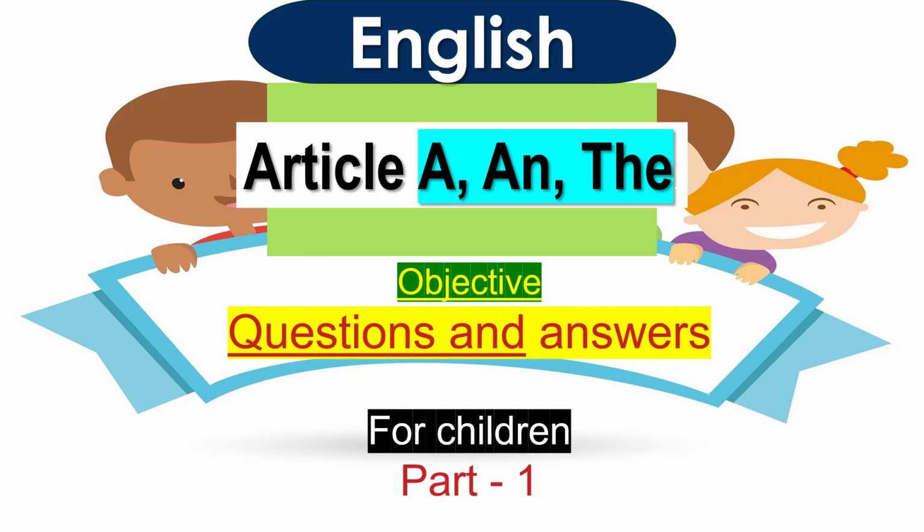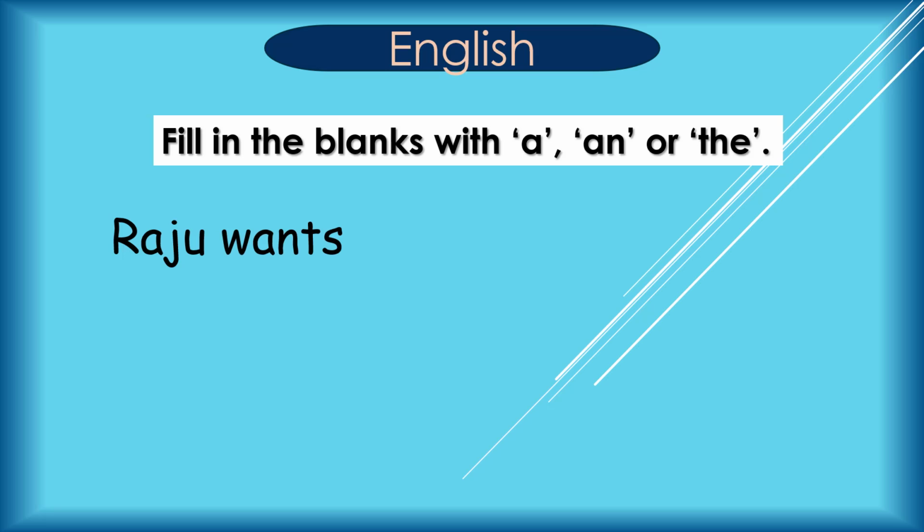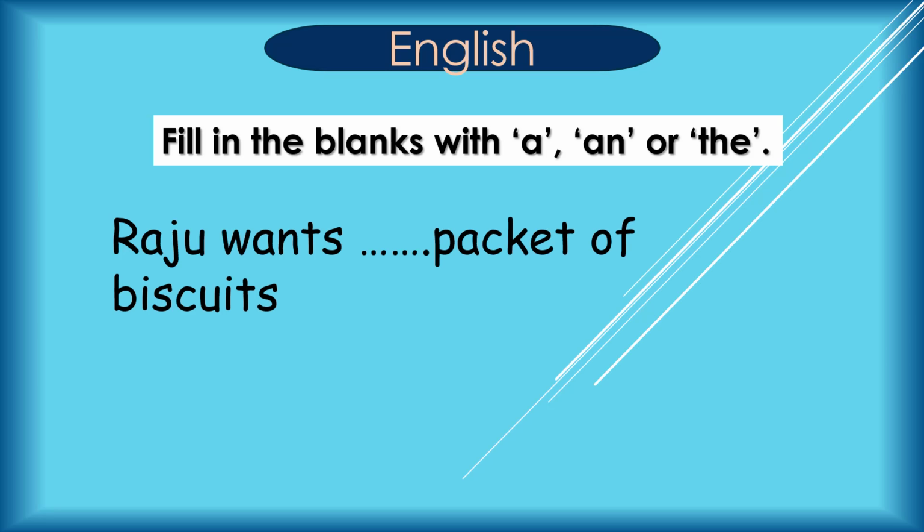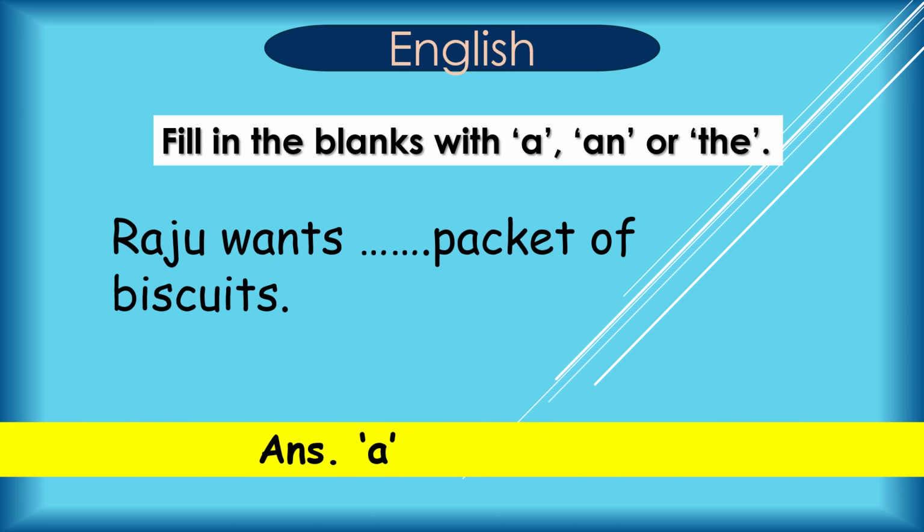English article A and the objective questions and answers for children part 1. Fill in the blanks with A and or the. Raju wants dash packet of biscuits. Raju wants a packet of biscuits.